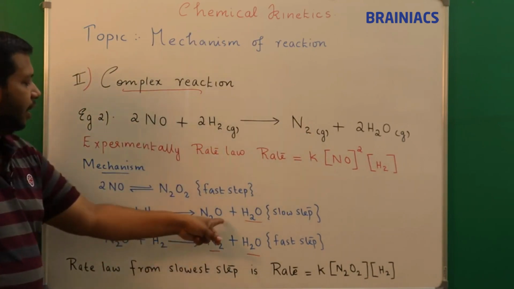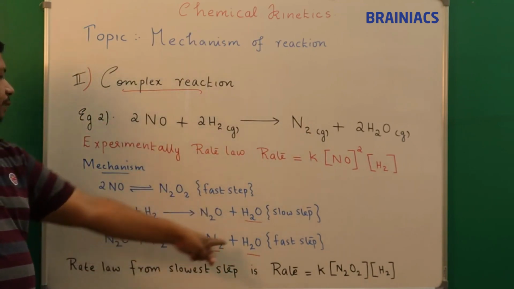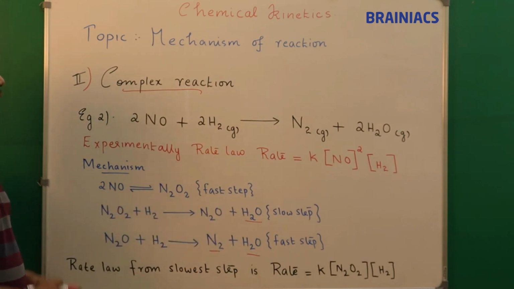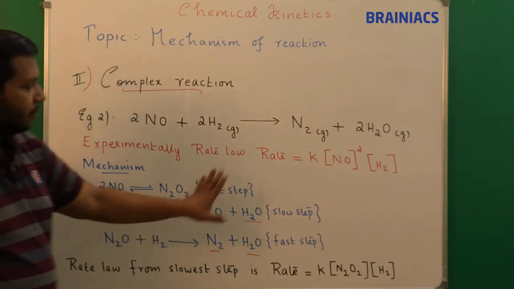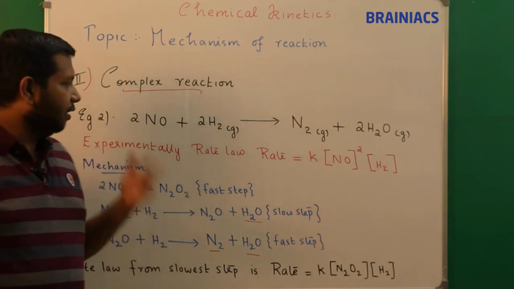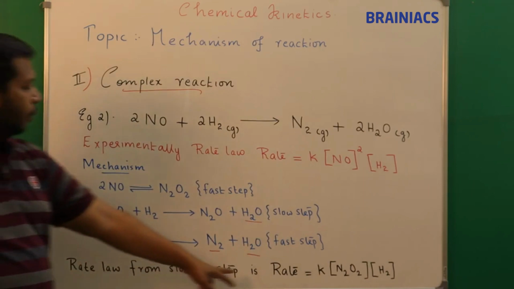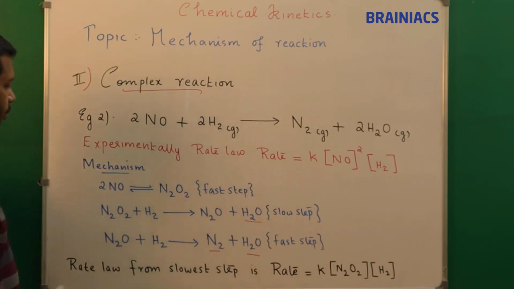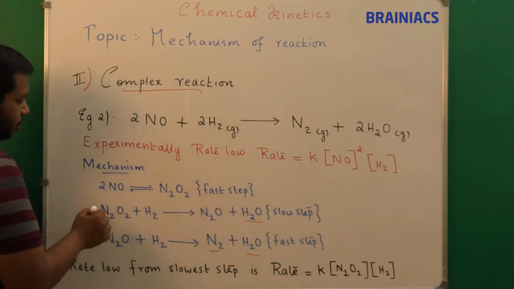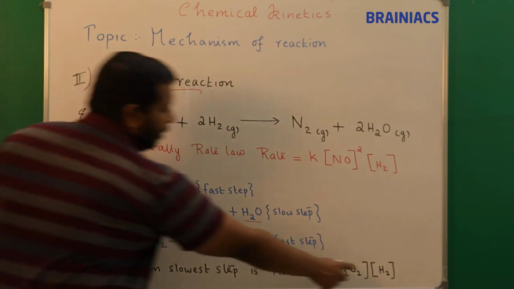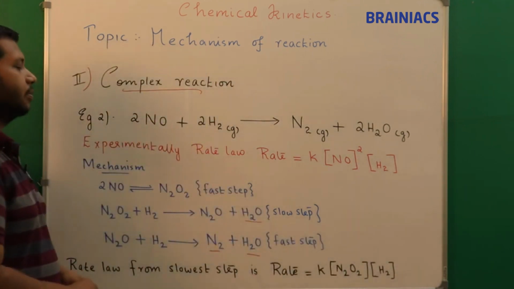And this intermediate N2O will react with the hydrogen to form this one. Correct? So now we know that for a complex reaction, we write the rate law from the slowest step. So the rate law from the slowest step is: rate is equal to K into N2O2 multiplied by H2. So here comes the problem.